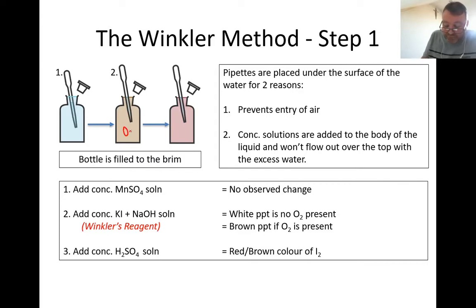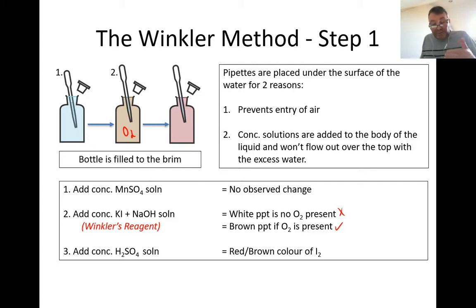That means that there's oxygen in your body of water. If the addition of the alkaline potassium iodide gives a white precipitate, that's telling you there's no oxygen in that water at all, so you're wasting your time. Okay, so we're looking for a brown precipitate. We don't want a white one because the white one tells us that there's no oxygen present.